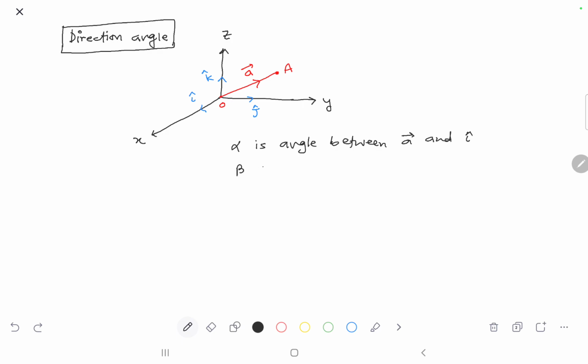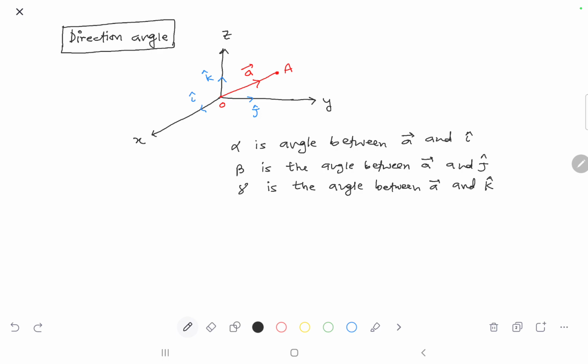And beta is the angle between vector A and j cap, and let's say gamma is the angle between vector A and k cap. So we are using the Greek letters alpha, beta, gamma to denote the angles of vector A with i cap, j cap, k cap respectively.